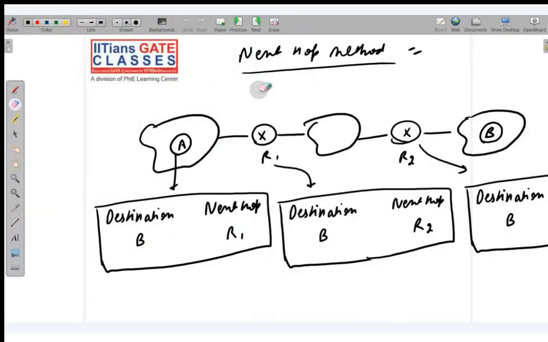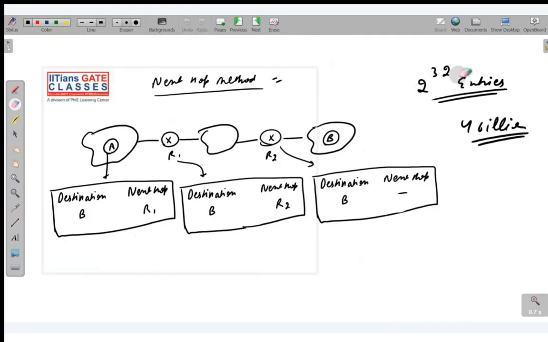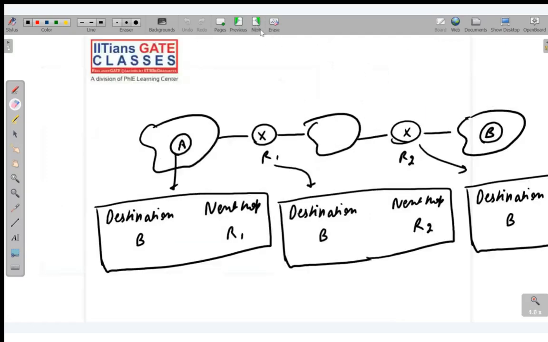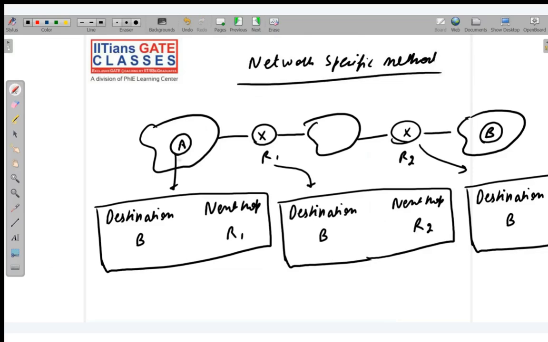So now the next method was the network specific method. The next hop method is not so beautiful. It was beautiful, but it is not so beautiful because 4 billion entries is not possible. So next came the network specific method. In the network specific method, what will we say?